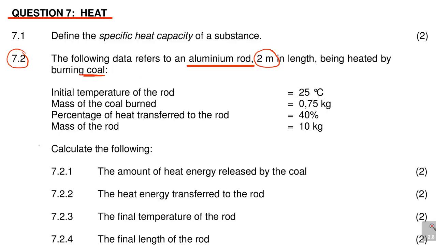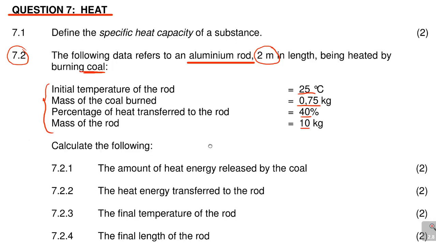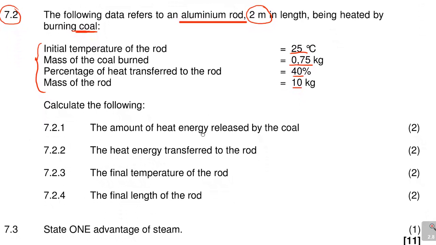So they give us the information here to say the initial temperature of the rod is that, the mass of coal burned is that, the percentage of heat transferred to the rod is that, and then the mass of the rod is that. Now we need to calculate a few things from the information that they have given. So number one, it's 7.2.1. That's what we're looking at.